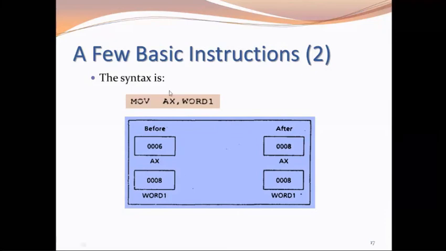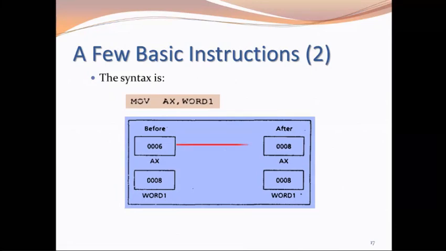So now look at this. What is the scenario before executing this instruction? You have the value for the AX. It is in hexa, don't make a mistake. 006, this is the value for AX before executing this instruction, and you have the value for the memory, it is 008. Does it make sense?